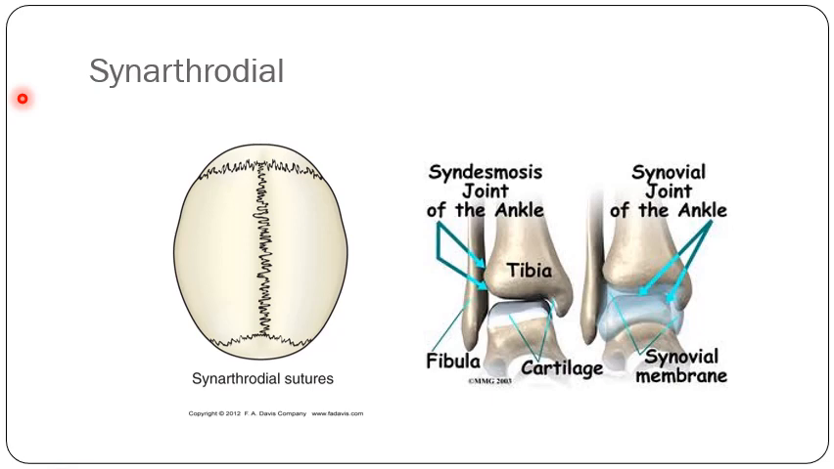So the key thing to remember with synarthrodial joints is they're fibrous joints. They're very stable, the most stable of all of them. They're formed by either fused bones or very, very fibrous connections, like at the syndesmosis joint at the ankle. So those are your synarthrodial joints. Again, these have a great degree of stability related to them.